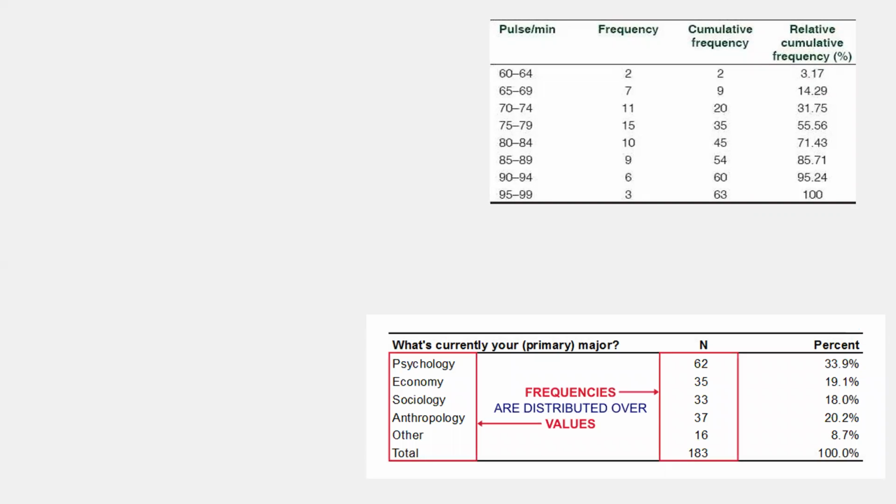Frequency distributions can be used with categorical variables because it just relies on counts of various levels of your variable. So how many psych majors did you have?